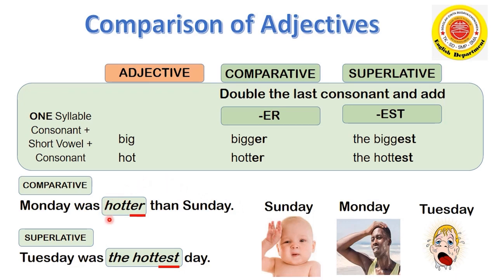Karena ini juga berakhir dengan konsonan, vowel, konsonan, kita cukup mendoublekan huruf terakhirnya sebelum tambah ER. But Tuesday was the hottest day. Hari Selasa itu adalah hari yang paling panas. Karena konsonan, vowel, konsonan, sebelumnya kita doublekan huruf terakhir, terus kita tambah EST.